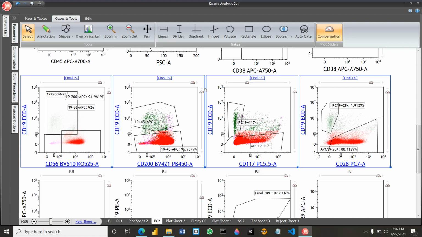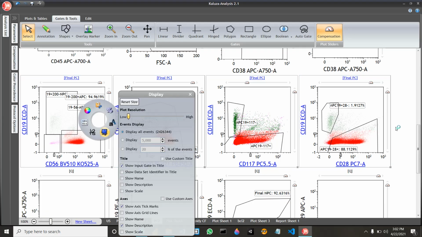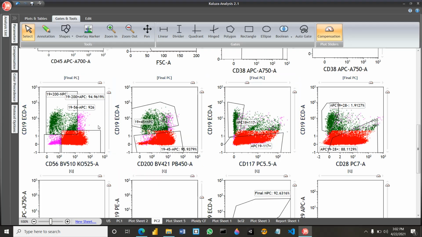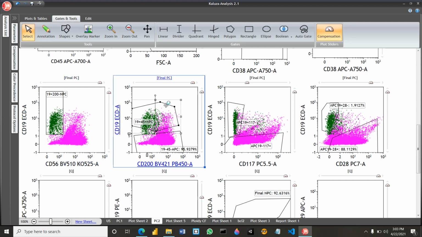So here we have the final PC gate, and then here we can look into the different markers like CD28, CD27, CD200. Of course we know that CD56 was abnormal. So we had a few cells which were normal, that is CD19 positive, CD56 negative. These were normal plasma cells, and the rest of the plasma cells were abnormal. On that basis, we can study the different markers.